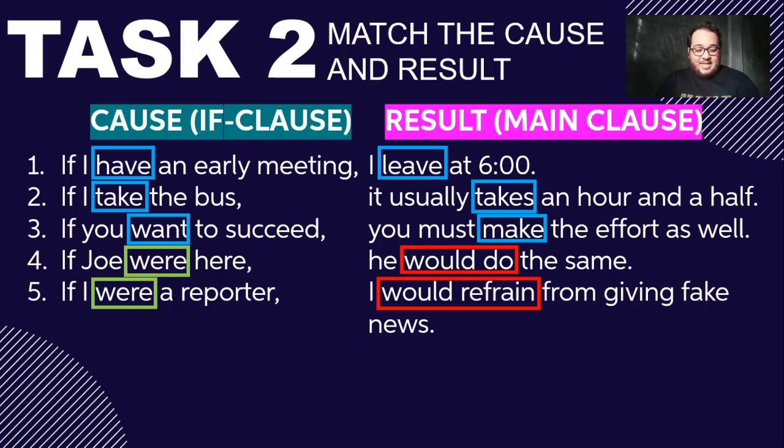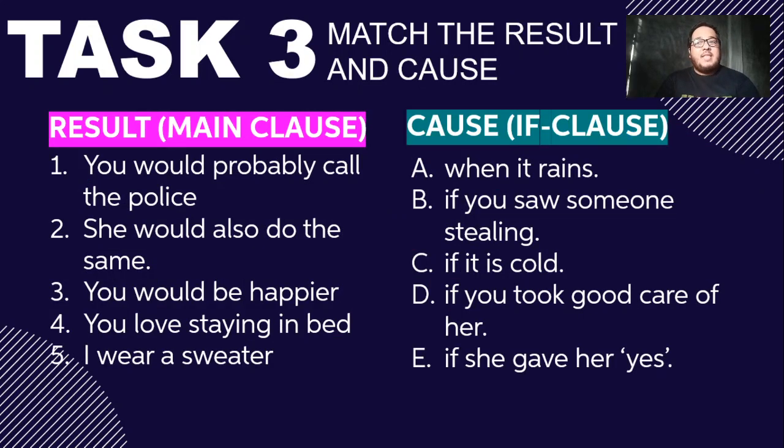Okay? So let's have your task 3. This time you have to match the result. The result comes first with its cause. So column 1 are results. Then you have to match it with its possible and correct cause. Okay, again, I'll be giving you 3 minutes to do that. And your time is starting.